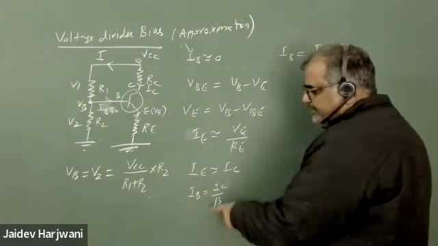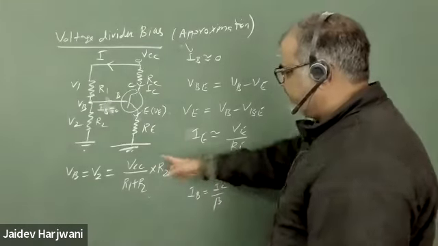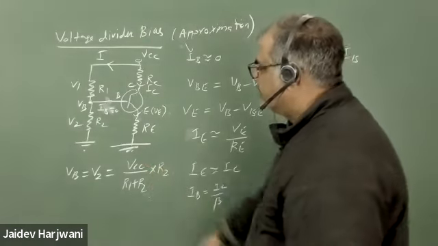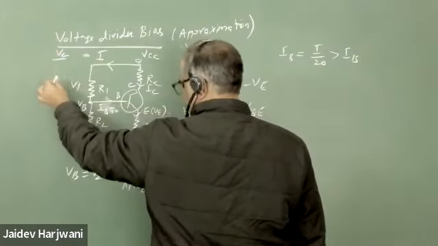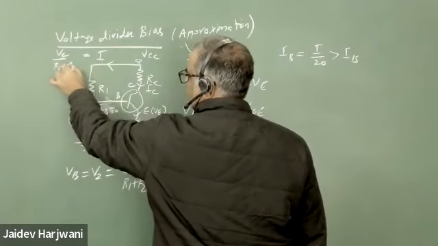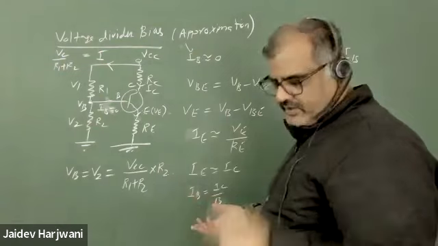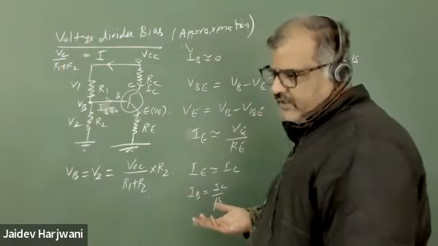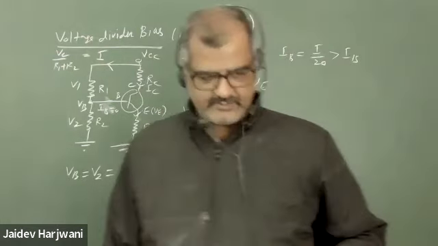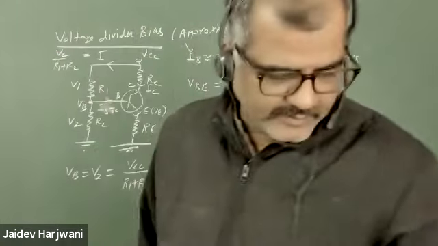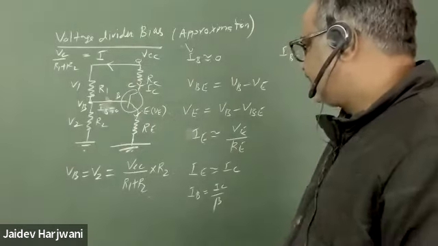And you can also do back calculation of IB from IC, and you can recheck whatever your I is there. I is basically your VCC upon R1 plus R2. So you can compare this I with this IB, and if IB is less than I by 20, then you can say the approximation method I assumed is correct. Okay, so let me do one problem based on this method.